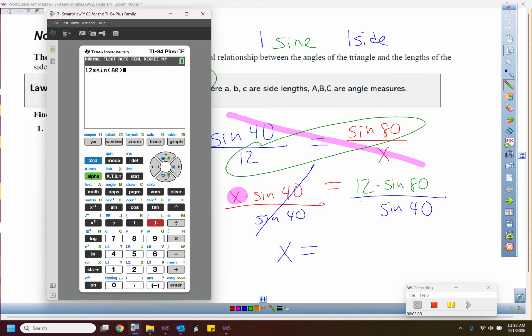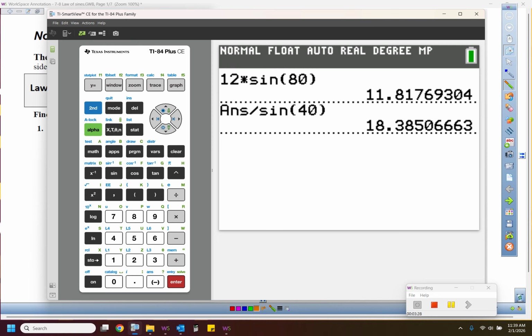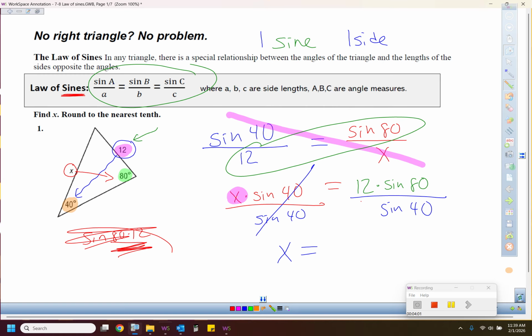And I'm going to close that parenthesis and just hit equals. But I'm not going to round that guy off because I still have to divide by the sine of 40. Now, I'm not saying you have to punch it in this way, but I totally would, because it works on everybody's calculator if we do it in this order. Just do the numerator, hit equals, then divide by the denominator, and I got about 18.4. So x is about 18.4 is how long that side is in that case.